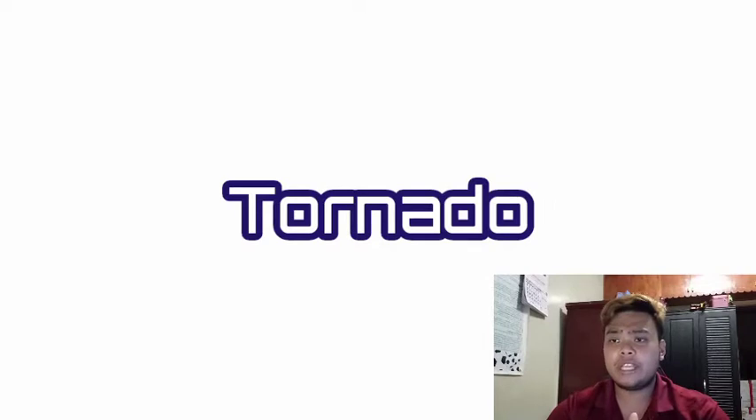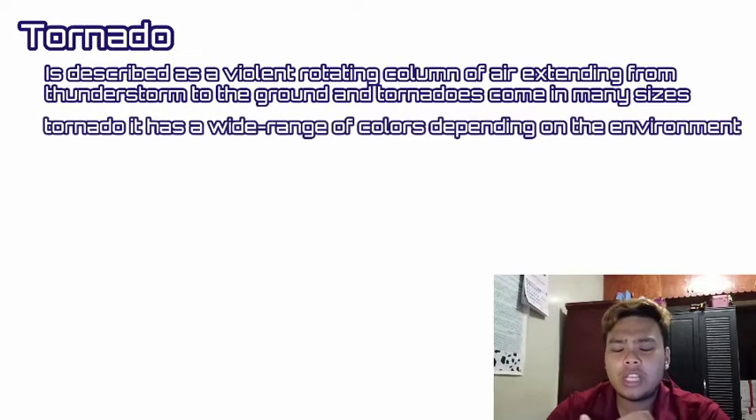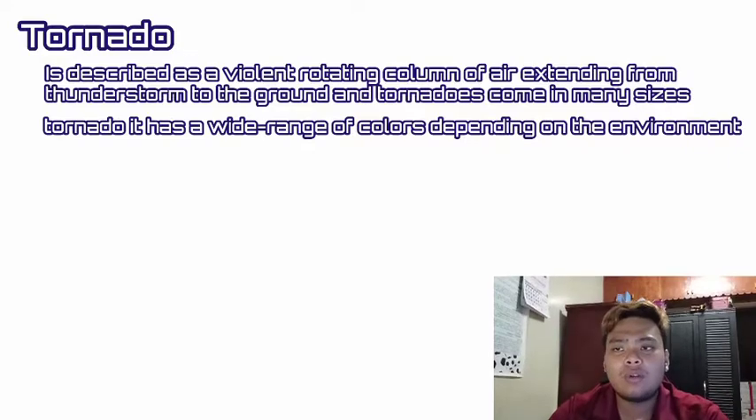So let's proceed to the tornado. A tornado is described as a violent rotating column of air extending from a thunderstorm to the ground, and tornadoes come in many sizes. But they are typically in the form of a visible condensation funnel, which is narrow, touches the earth, and is often encircled by a cloud of debris. A tornado has a wide range of colors depending on the environment. Typically, it may appear nearly transparent and invisible until dust and debris are picked up, and it develops from severe thunderstorms in warm and unstable air along and ahead of cold fronts.